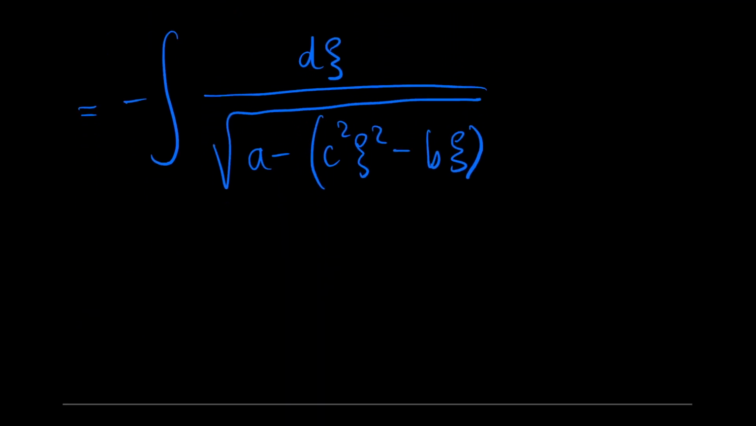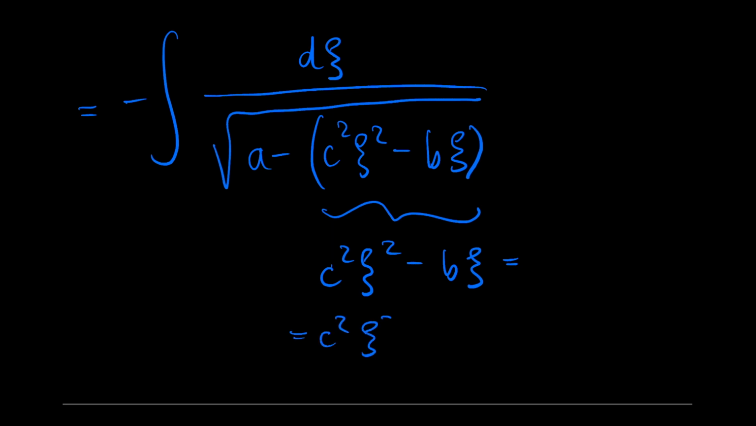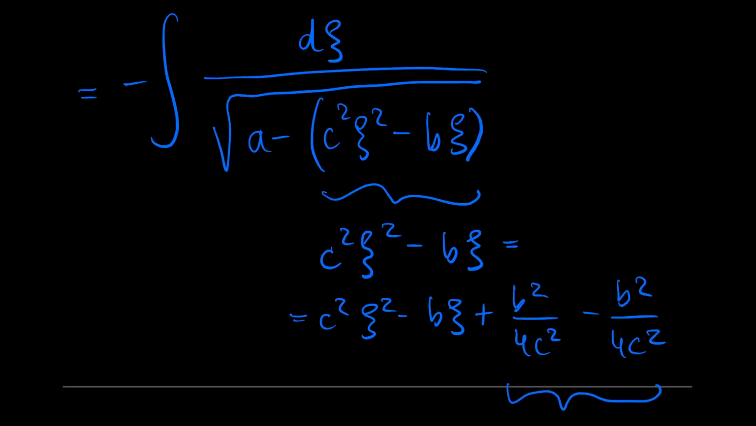And that thing here we can extend to a binomial formula by adding 0. So what we have here is c squared psi squared minus b psi, which is the same as c squared psi squared minus b psi plus, and now we add 0, b squared divided by 4c squared minus b squared divided by 4c squared. And as you can see, this is equal to 0, so I just added 0.